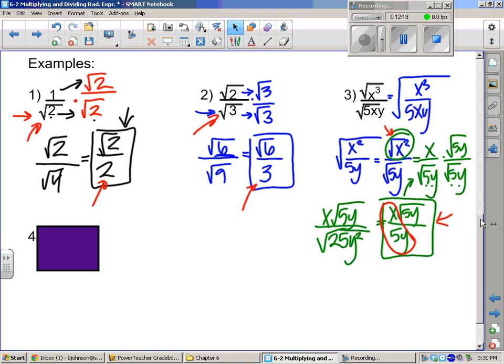Oh, so a little shortcut there. Yep. And that's because we created that perfect square. So here's a challenging one. Ooh. Okay, so they're cube roots.